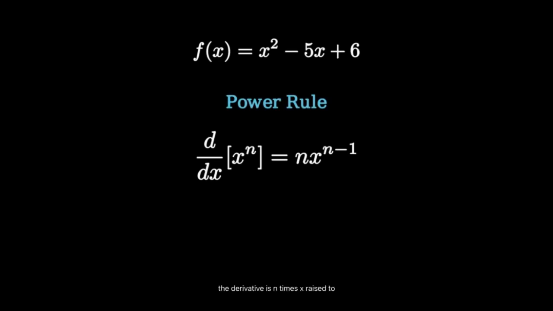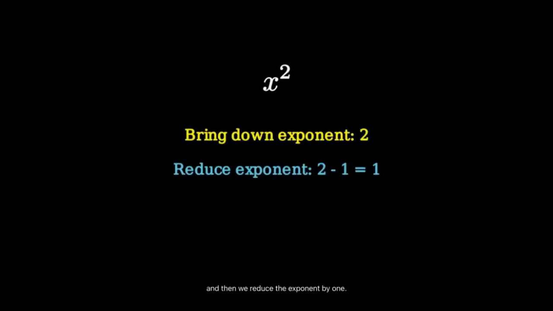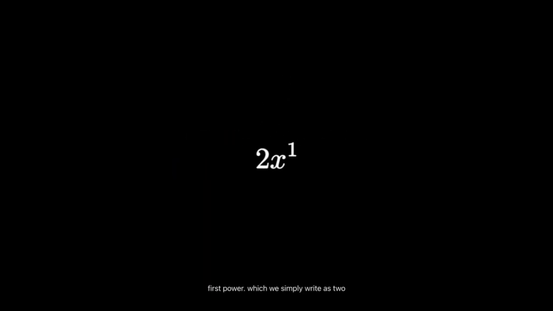raised to a power n, the derivative is n times x raised to the power n minus 1. Let's apply this rule term by term to solve our problem. Let's start with the first term, x squared. Using the power rule, we bring down the exponent as a coefficient, which gives us 2, and then we reduce the exponent by 1. So x squared becomes 2x to the first power, which we simply write as 2x.